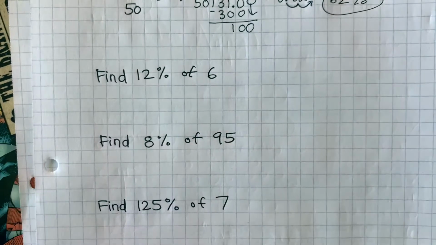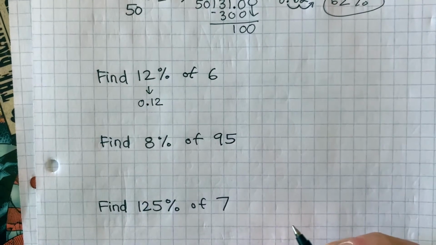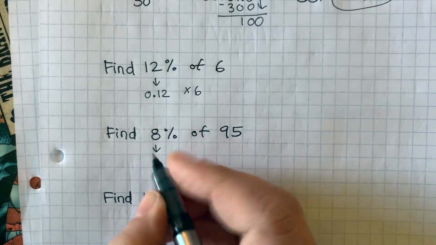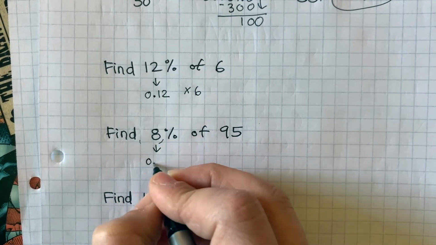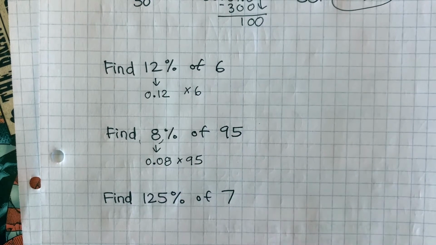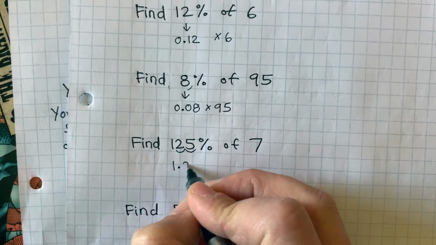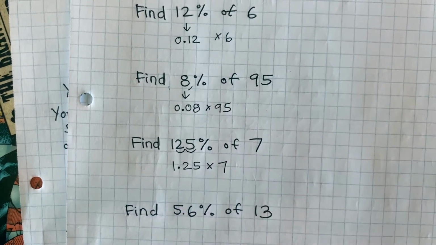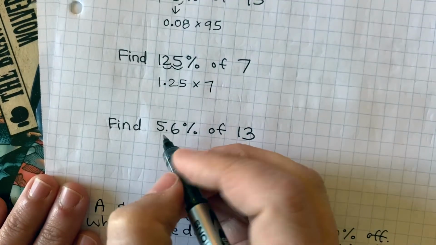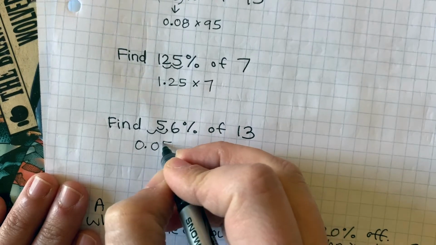All right, finding percentages of stuff. Easiest way to do it is to use the multiplication method, where you turn the percent into a decimal and multiply. So again, watch. So 8% as a decimal, 1, 2, and then you multiply. That's the best way to do it. Turn 125%, 1.25 times 7. 5.6%. Okay, I'm going to turn it 1, 2. Ooh, I went a little too crazy there.